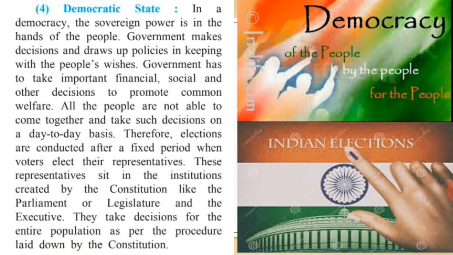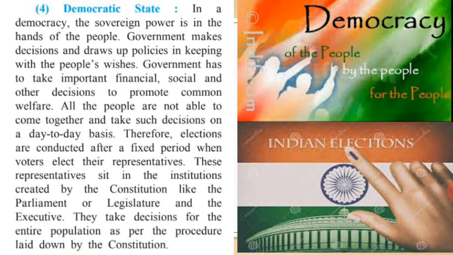All the people are not able to come together and take such decisions on a day-to-day basis. Therefore, elections are conducted after a fixed period when voters elect their representatives. So you are aware of Indian elections. You can see in the picture how the voting mark is made on the finger, indicating that the vote has been cast. These representatives sit in the institutions created by the constitution, like the parliament or legislature, and the executive. They take decisions for the entire population as per the procedure laid down by the constitution.